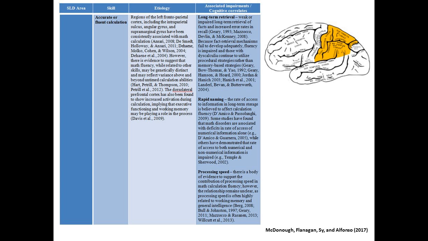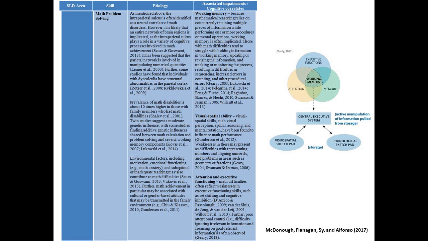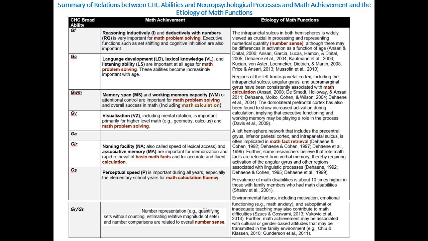So it suggests that we need to measure these areas in addition to math calculation and math problem solving. There are areas of the brain that have been uniquely associated with math calculation. There's a lot of research to support that, and there is more information on the slides for you. It's likely that an entire network of brain regions is implicated in math problem solving. Also, some studies have found that individuals with dyscalculia have structural abnormalities in the parietal cortex. So there are definitely brain-based relationships related to math achievement.